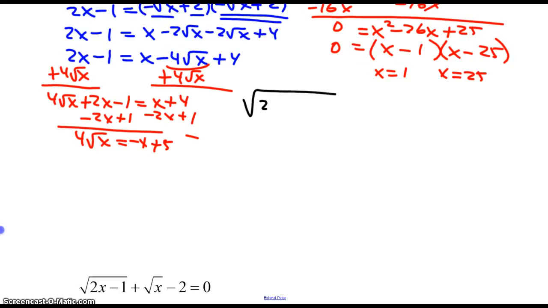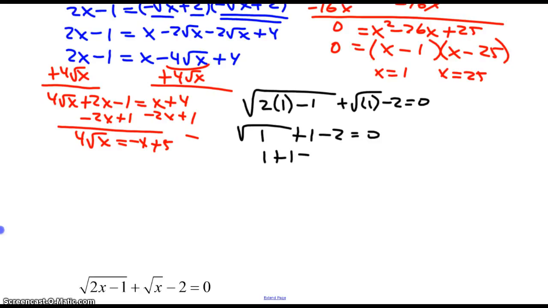So let's see, we've got 2 times, let's try the 1 first. Minus 1, and then plus the square root of the 1, and then minus 2. And we're trying to show whether that's equal to 0. Okay, what is that? That's going to be square root of 2 minus 1 is 1, plus 1 minus 2. So that's going to be 1 plus 1 minus 2. And sure enough, that is true, and that means this one is a solution. X equals 1 is a solution.